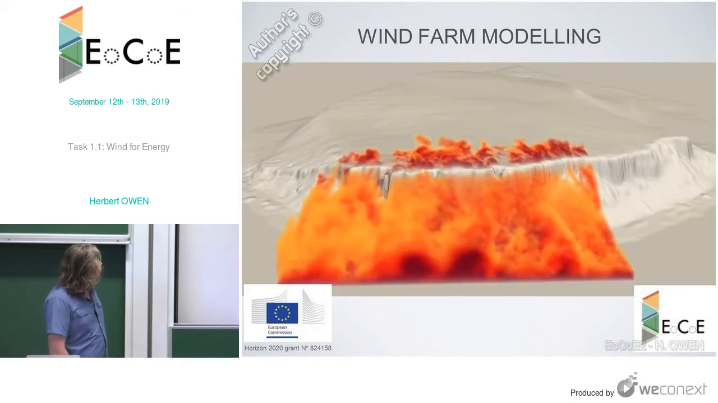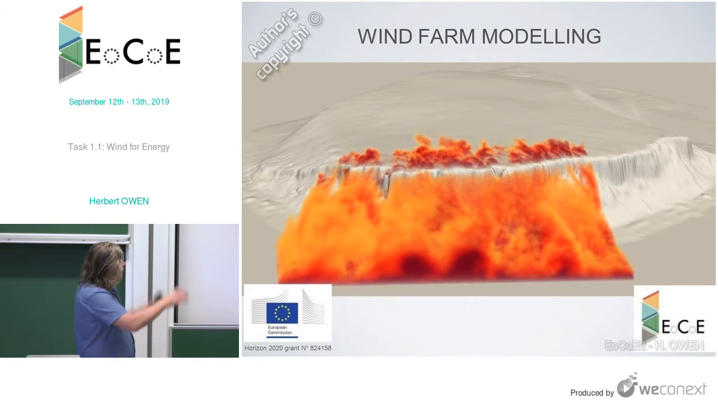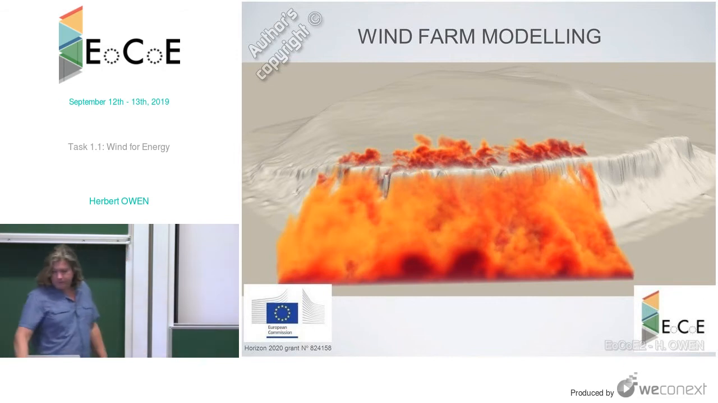So a nice photograph of an LES simulation we have done over complex terrain. This is like an experimental case. It's a small hill with a cliff, and these are volume renderings of the velocity.